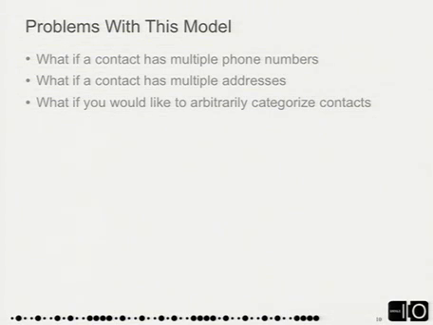And furthermore, what if you want to do more? You want to arbitrarily categorize the contacts so that you can organize your friends and your family and your coworkers and your lacrosse team. The model the way that we have it isn't really adequate for capturing this kind of information.